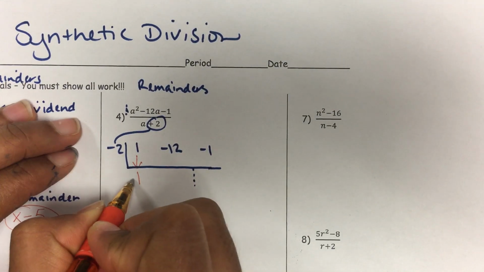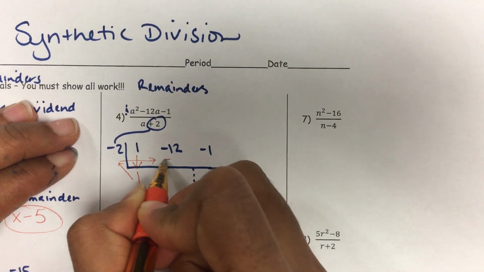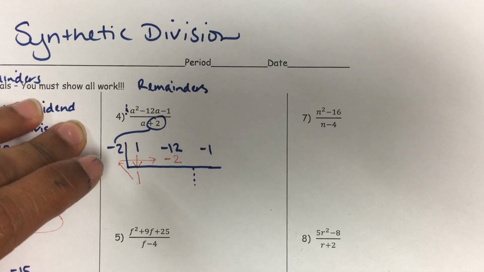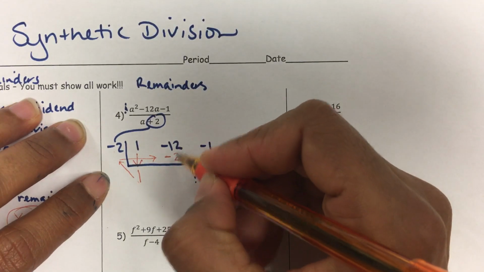Then anything down below this bar, we multiply it. 1 times negative 2, negative 2. The worst thing you can do is guess. If you need to type that in your calculator to get it right, then do that. Don't guess, okay? Here we are, negative 12 plus negative 12.